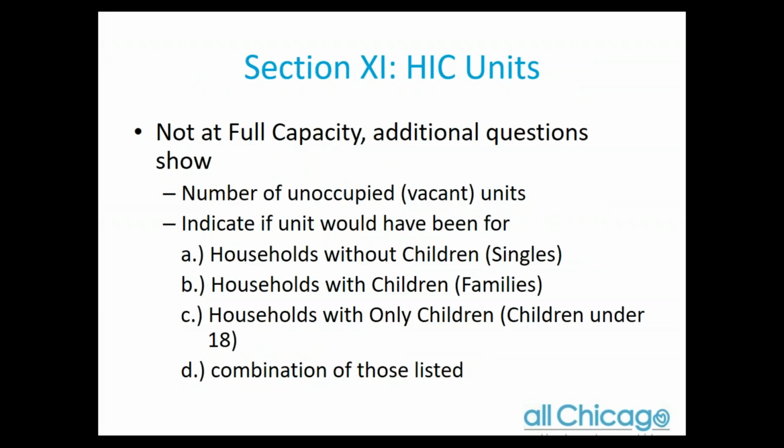Similar to the bed, if you are not at full capacity, you'll get some additional questions, and we'll just ask you, that unit, if it would have been for a household without children or a household with children or only children. And when we talk about only children, these are unaccompanied children under the age of 18. We know that sometimes in past years, we've seen agencies maybe list out mom and dad in households with children, and then the children in the households with only children. Please don't do that if it's a family together. Make sure that you keep those numbers together in the household with one adult and one child.